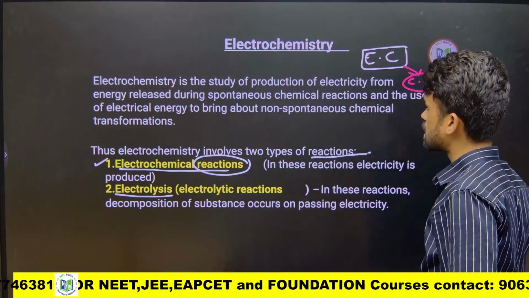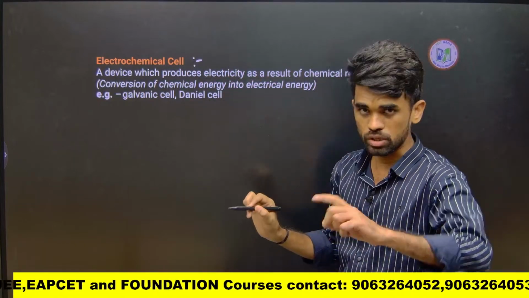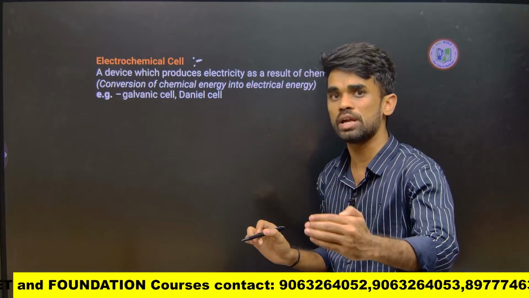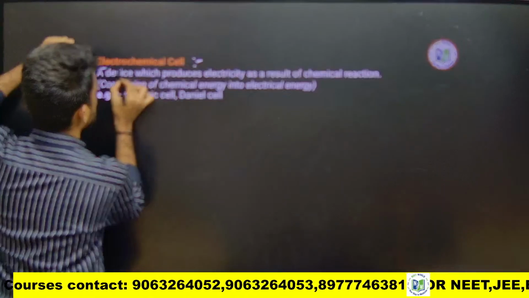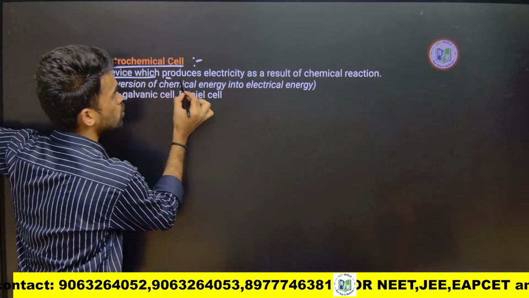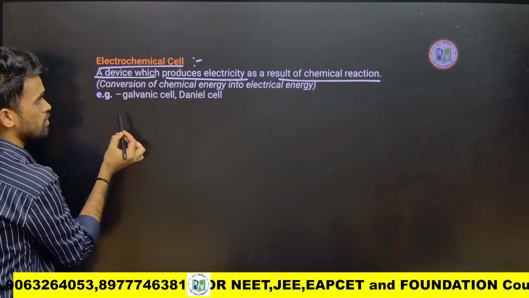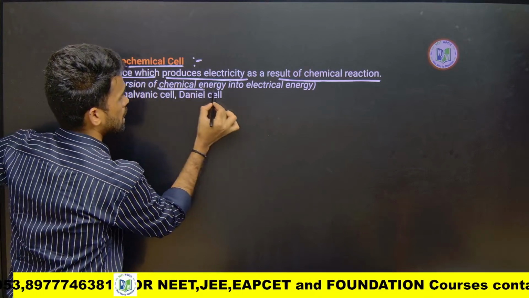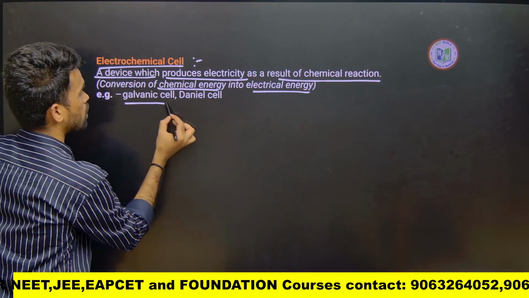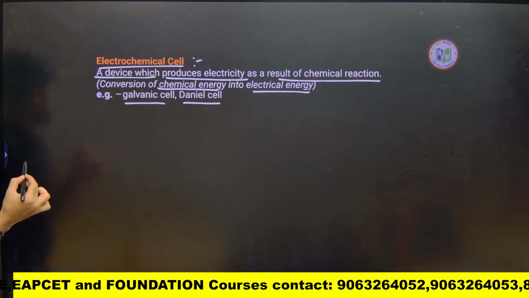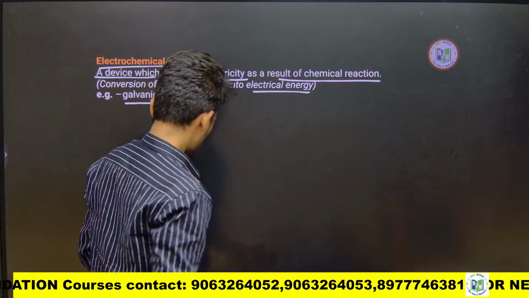Now let us discuss our main topic, the electrochemical cell, for today. In the next class I will be discussing electrolysis and other parts of electrochemistry. So what is an electrochemical cell? It is a device which produces electricity as a result of chemical reactions. The main agenda is the conversion of chemical energy into electrical energy. The examples we have are the galvanic cell and the Daniel cell. Let us understand these two now.